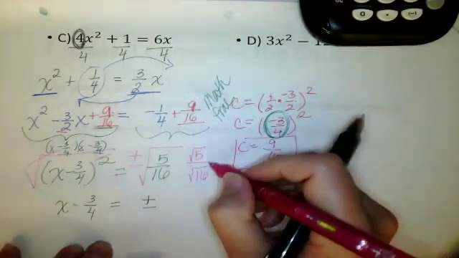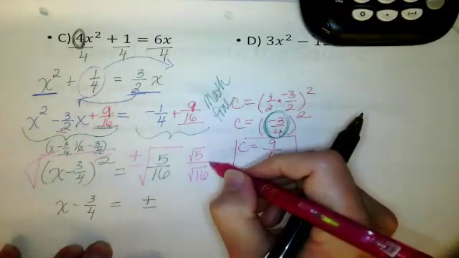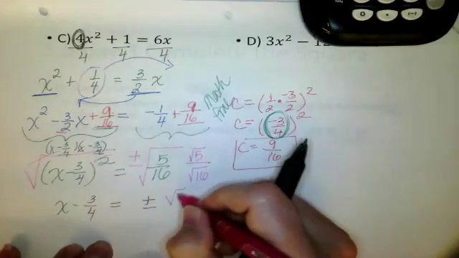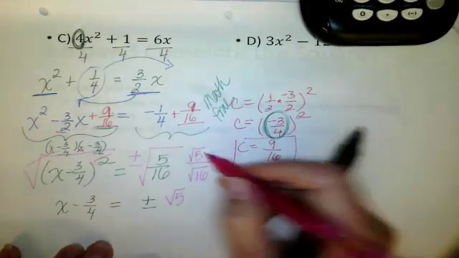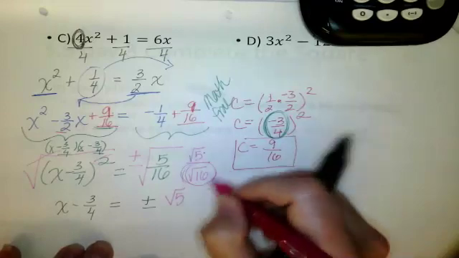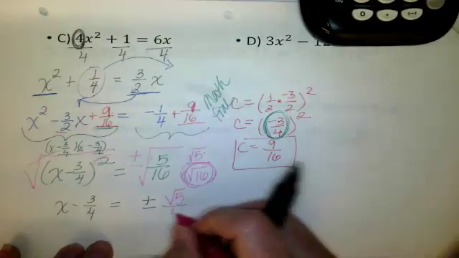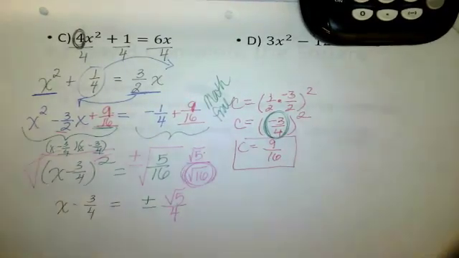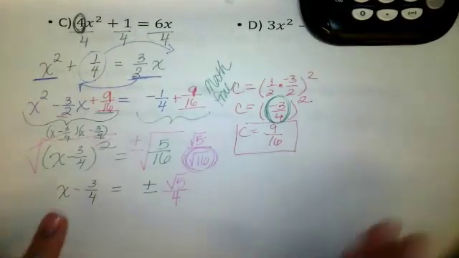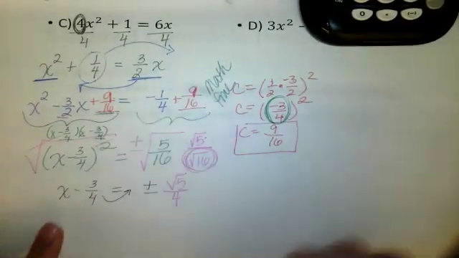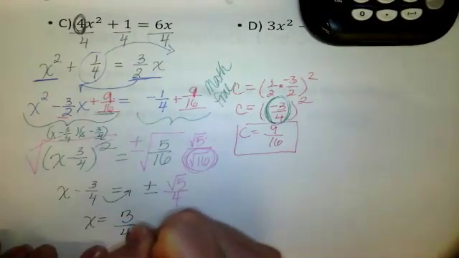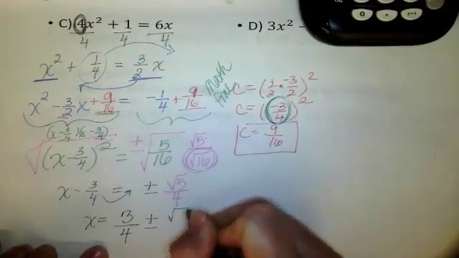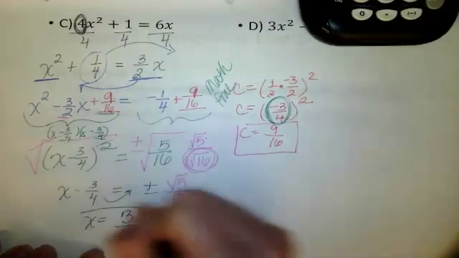What's the square root of 5? I don't know. It's the square root of 5. 5 is prime. It doesn't have any perfect squares in there. But what's the square root of 16? 4. Square root of 16 is 4. And then how do I get x by itself? Add 3/4. That becomes positive 3/4 plus or minus radical 5 over 4.